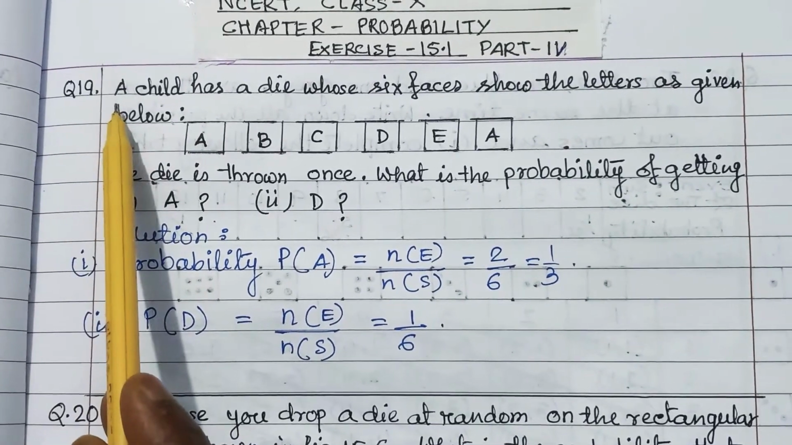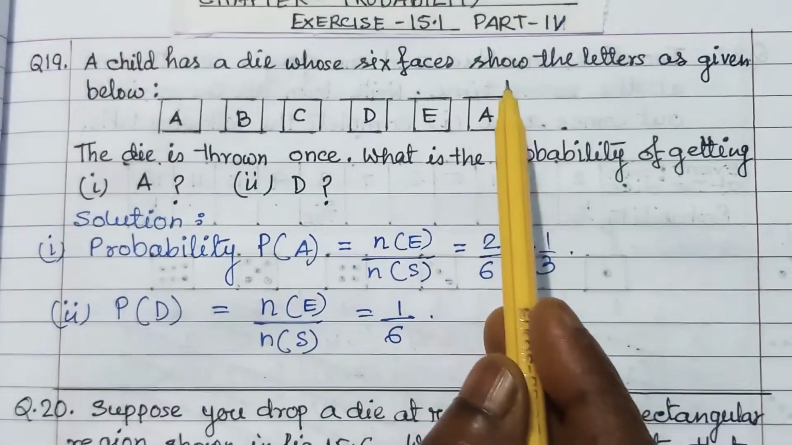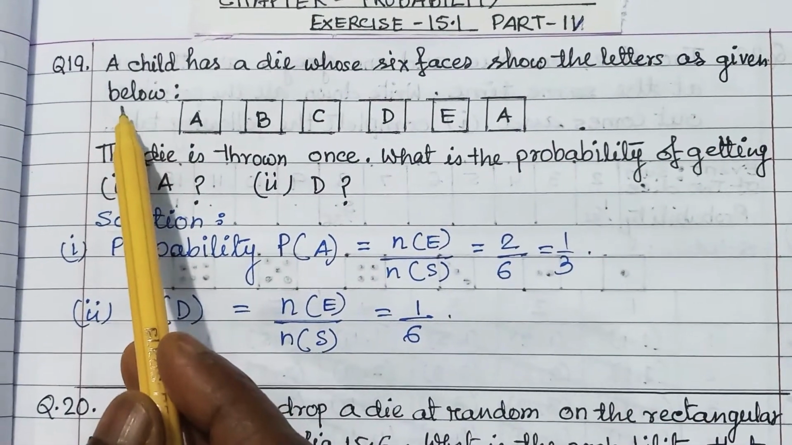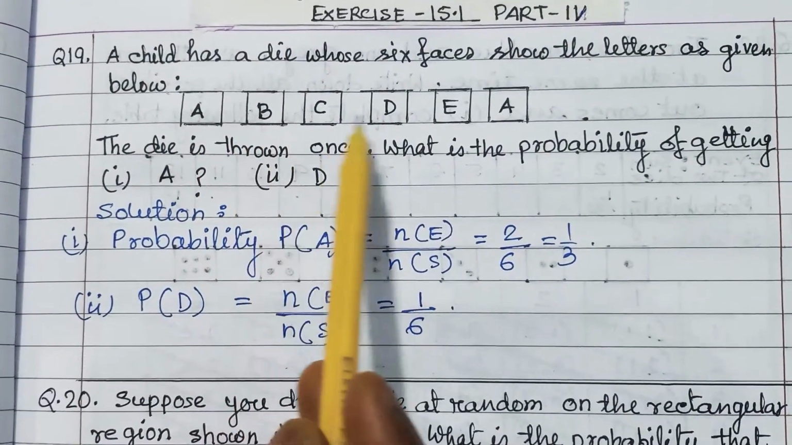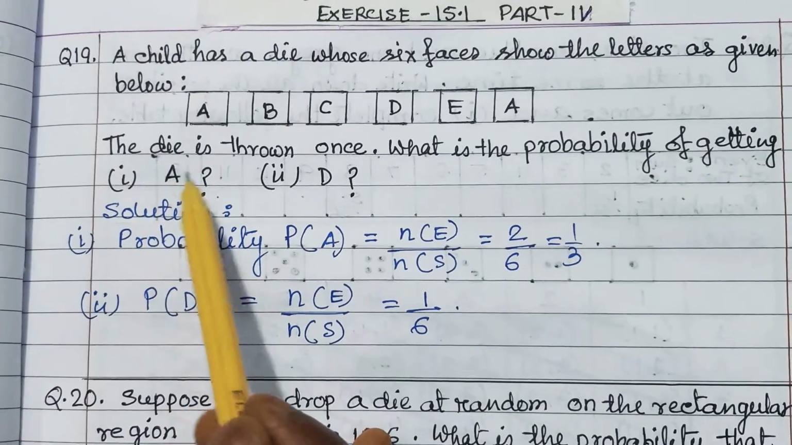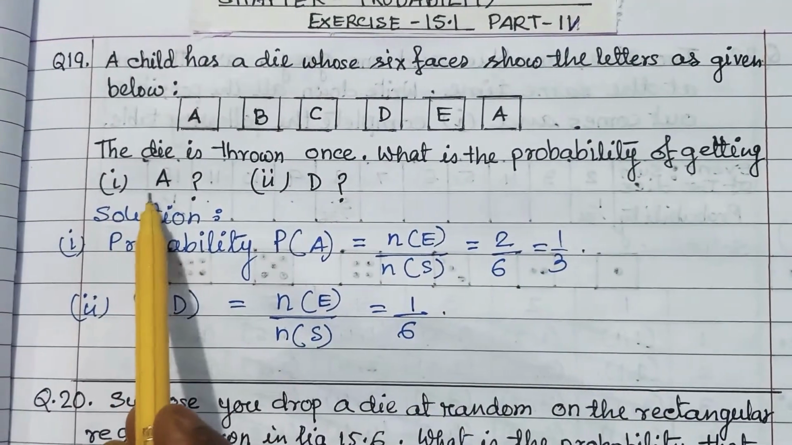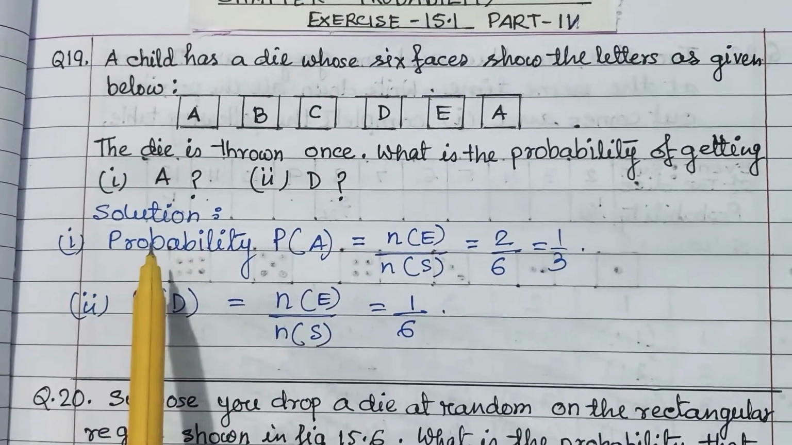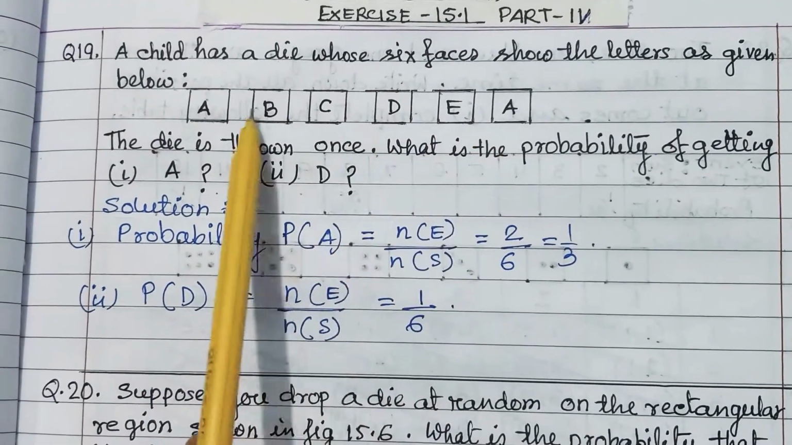Question number 19: a child has a die whose 6 faces show the letters as given below. So, in 6 faces, 6 letters are there: A, B, C, D, E and A. The die is thrown once. What is the probability of getting A and D? Now, how many A's are there? There are 2 A's out of 6.